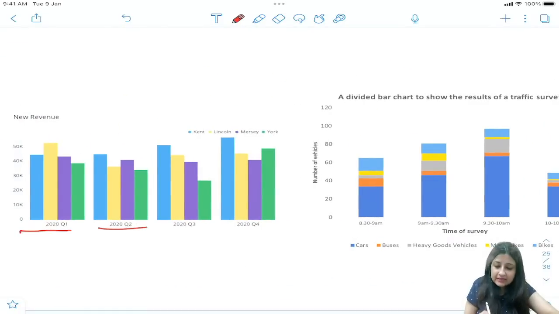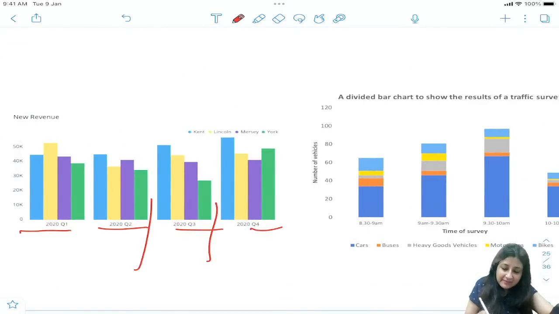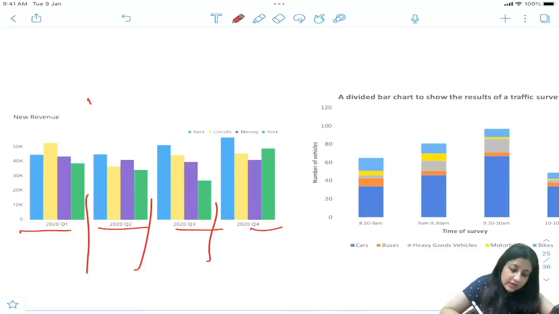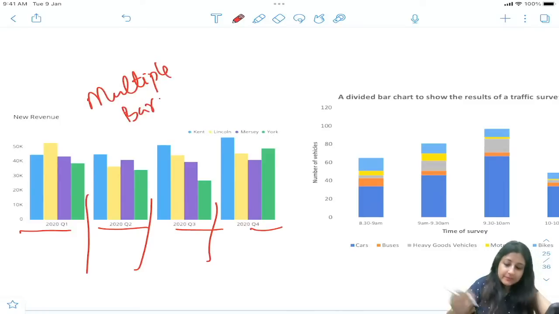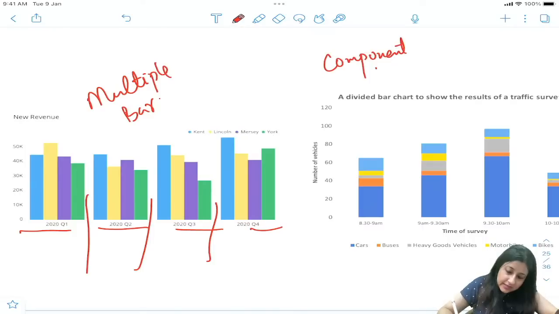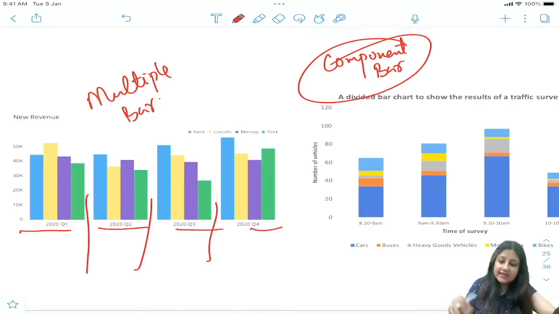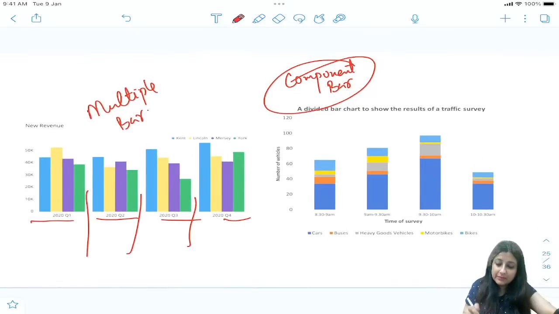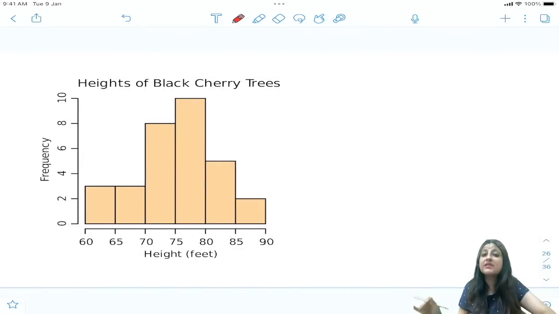This one, you have a gap, so it is bar. But what is this? There are so many bars here, multiple bar. Okay, and this one right here is component bar. So definitely you can get this in your exams, okay? Multiple bar, component bar, simple bar, they can definitely turn up in exams. But remember, frequency of discrete variables is bar.